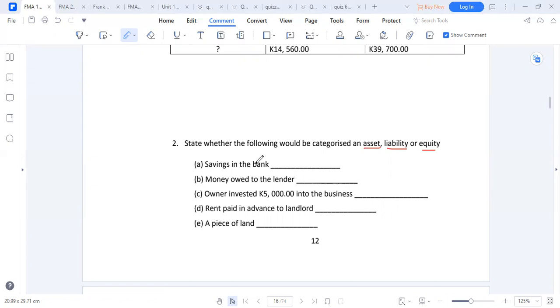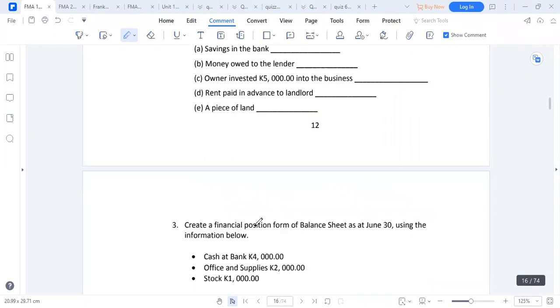Okay. Then rent paid in advance to the landlord. Prepayment or advance. Prepayment. Yes, it's a prepayment, which is an asset. A prepayment is an asset as well, a current asset. A piece of land. Asset. It's a fixed asset to be specific, all right?